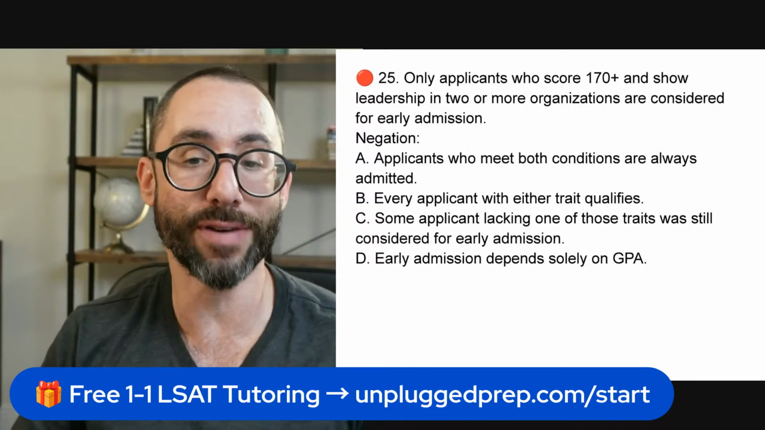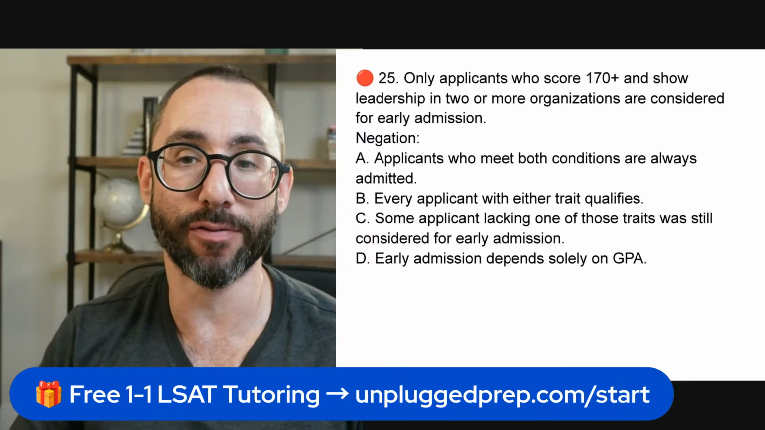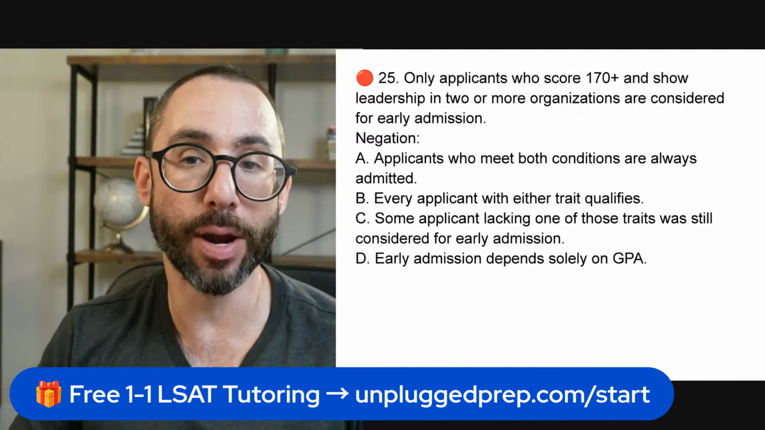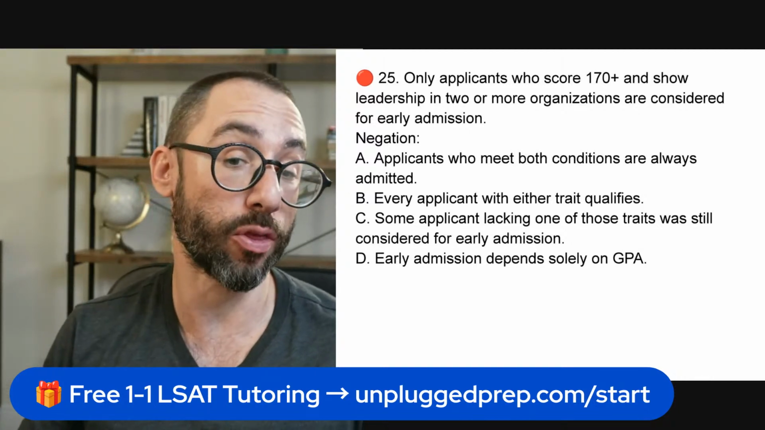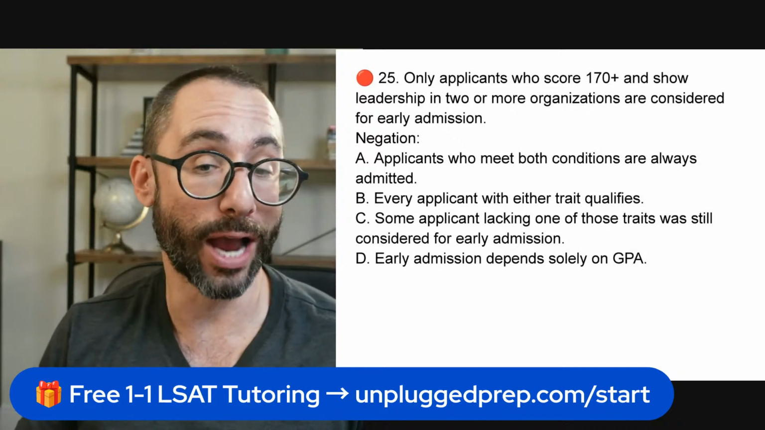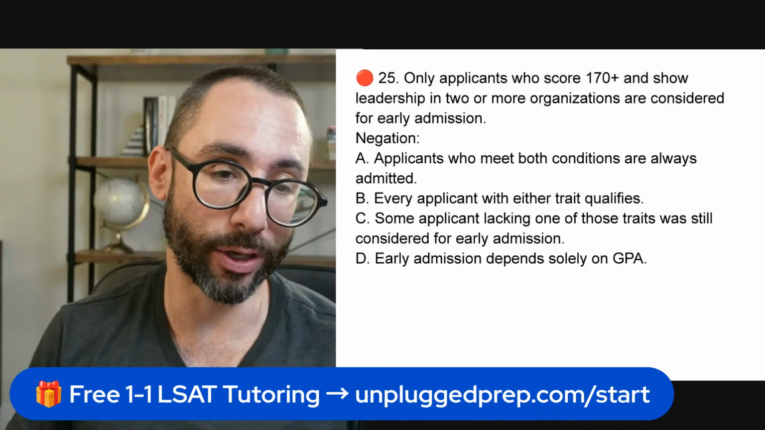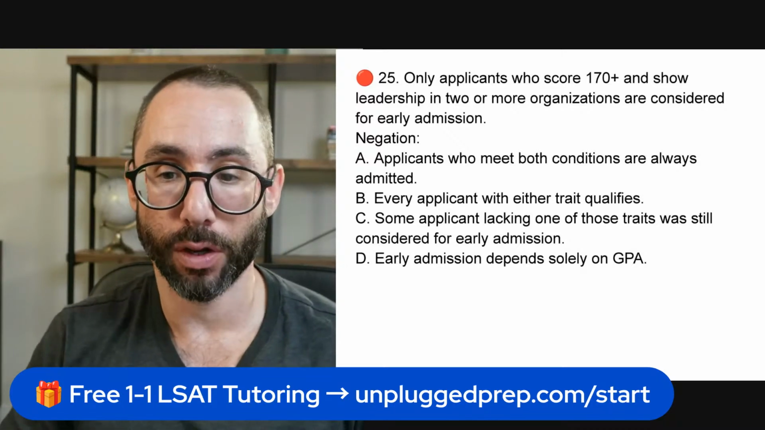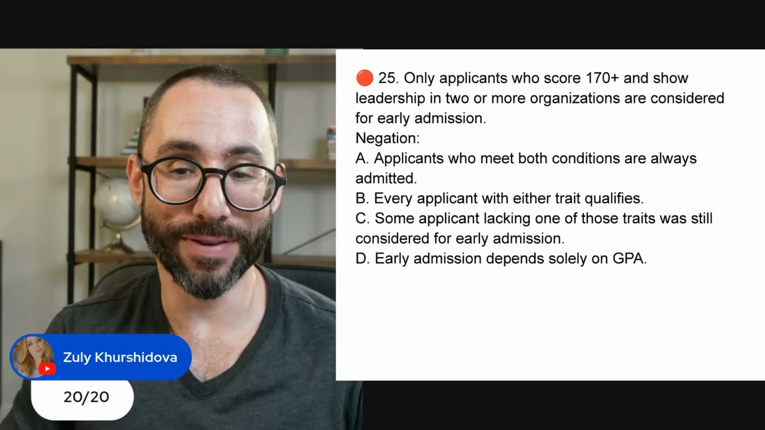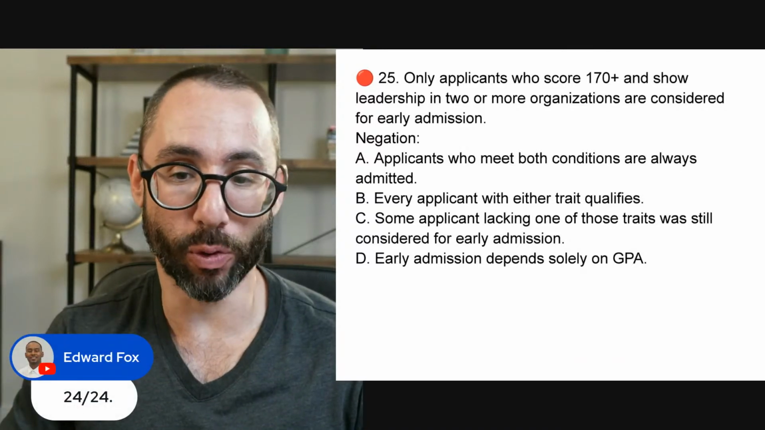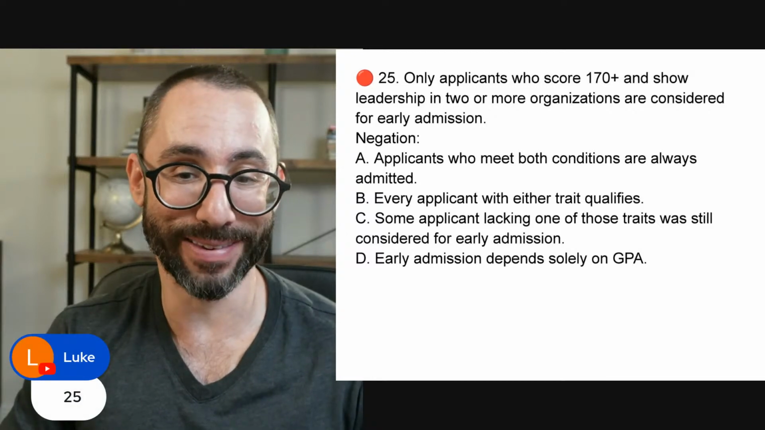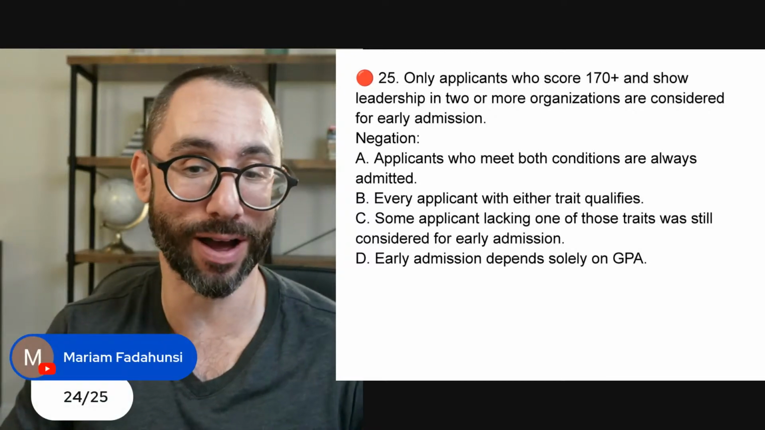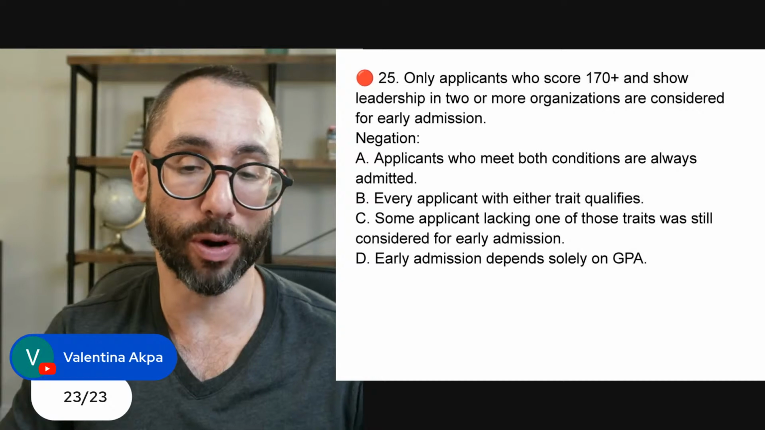Nice. So we're 25 in so far. Out of these 25, please drop in the chat how many you got right. Were you getting all 25 out of the ones we did so far? Did you get 23 out of 25? Whatever your accuracy level was, just drop it in the chat to give us a sense of where you're at. Zuli, 20 for 20, fantastic. Edward, 24 for 24. Passion, 24 for 24. Luke got all 25, fantastic. Mariam got 24 out of 25. Doing great, folks. Valentina, 23 for 23, folks.